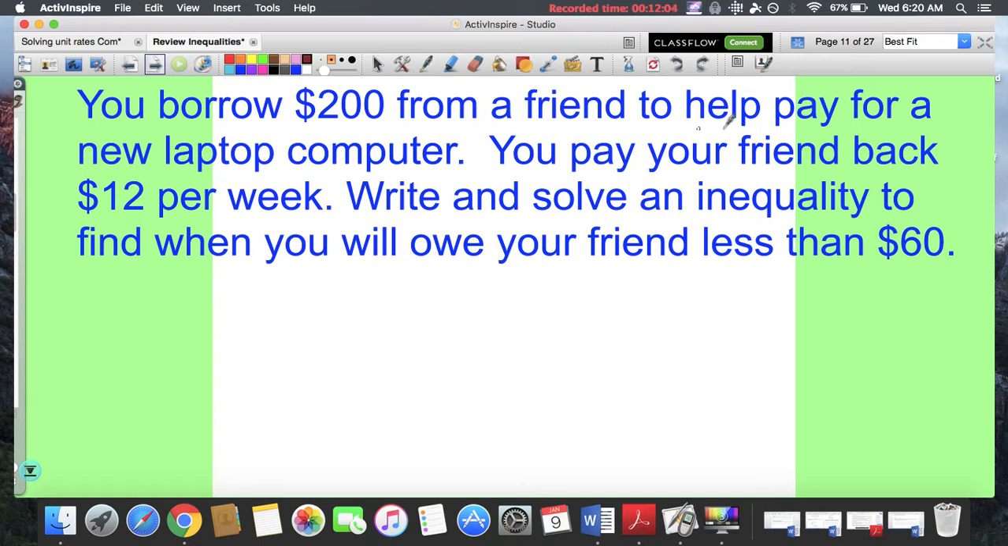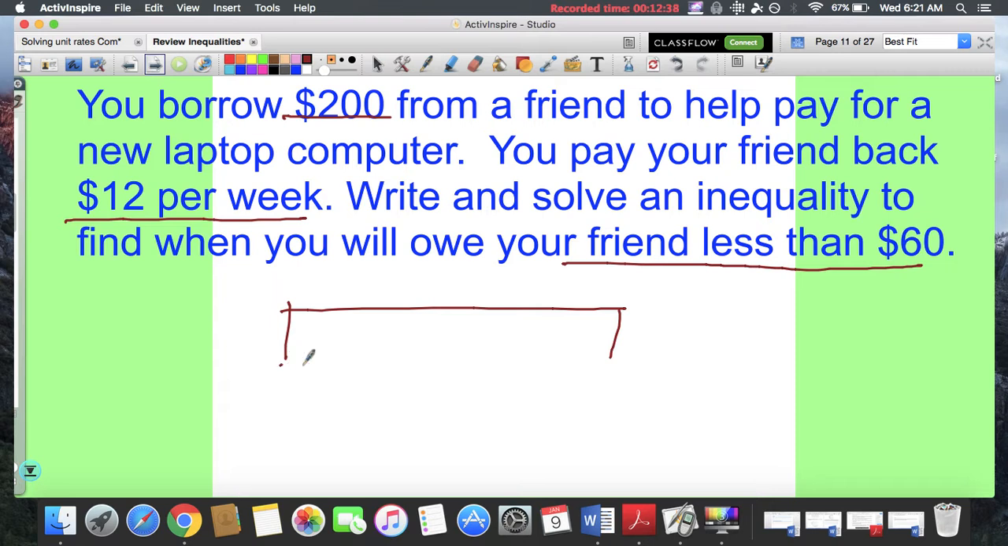Next one: you borrow $200 from a friend to help you pay for a laptop computer. You pay your friend back $12 every week. You give him back $12. Write and solve an inequality to find when you will owe your friend less than 60. So here's one relationship, another thing that you need to know. You want the scenario when whatever's happening on this side will be less than 60. So what is it that we're doing?